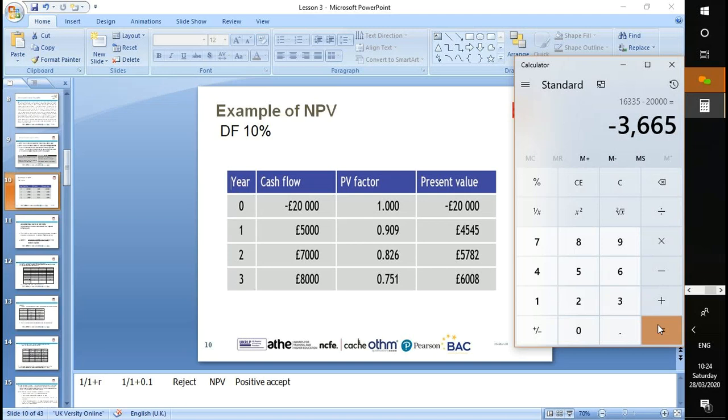So when NPV comes out negative, we reject the project. We're not going to accept it. We're not going to invest in this project. If NPV is positive, we accept the project. If NPV comes out negative, we reject it.